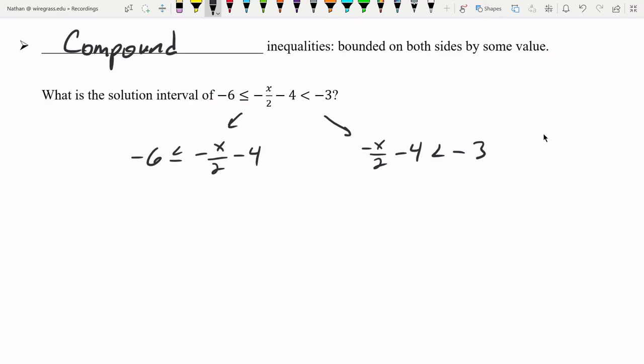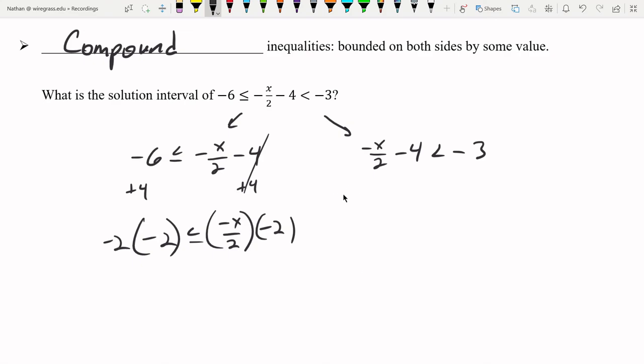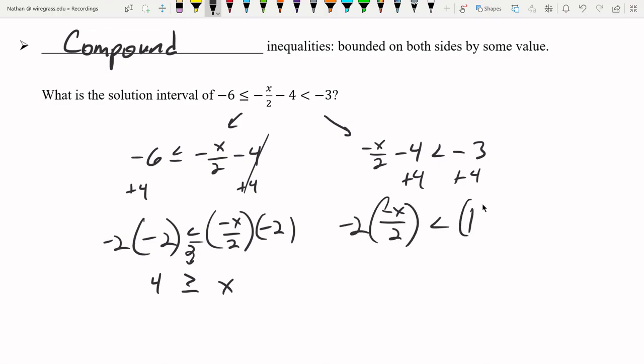But you can't just split it up like this, and you solve these just like we did already. We're going to solve by getting x by itself. So plus 4, then we get negative x over 2, negative 2. We're going to multiply by negative 2 on both sides. And that gives us 4 less than or equal to x. Of course, I forgot, when we multiply by a negative, we need to flip the inequality. Same exact process here. We're going to add 4 and then multiply by negative 2. And that means we need to flip the inequality.